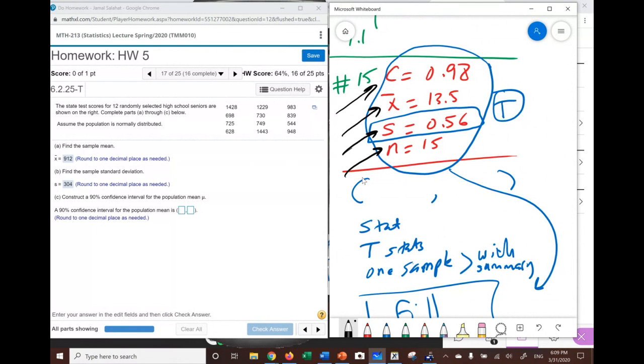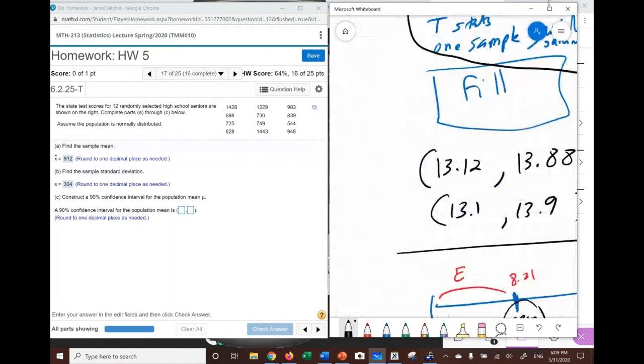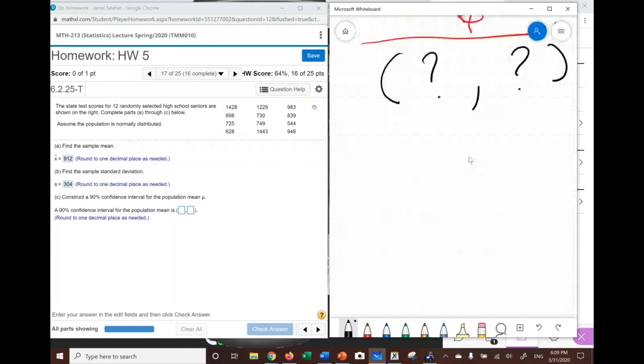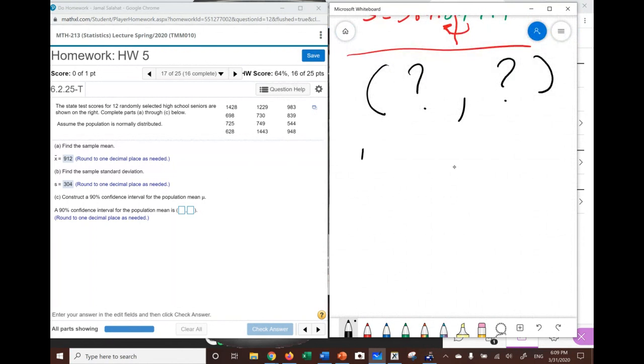Do we have those in our problem? Let's see. If you have all of those in your problem, you're going to go through those steps. You're going to go Stat, T Stat, one sample with summary, and fill in the data. So I'm going to show you an easy way to do that. Let me go back in here. If data is given, when I say if data, it means if a table of data is given.